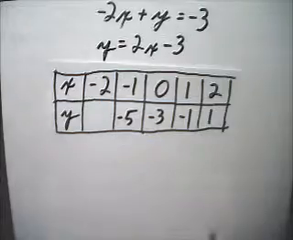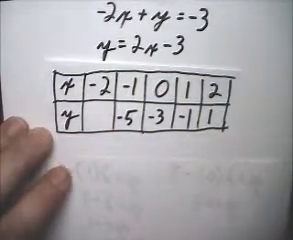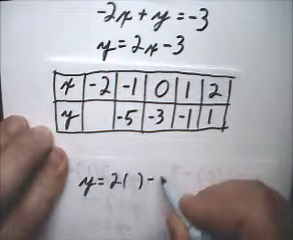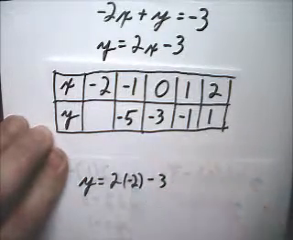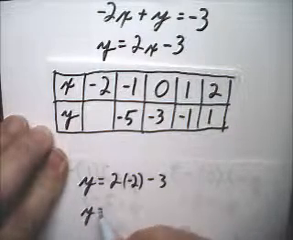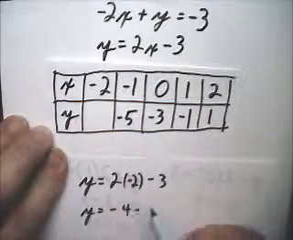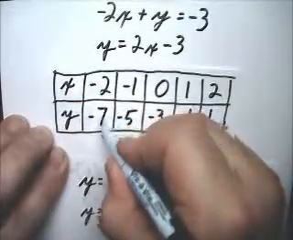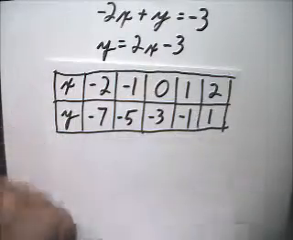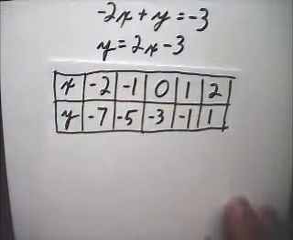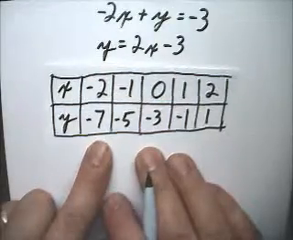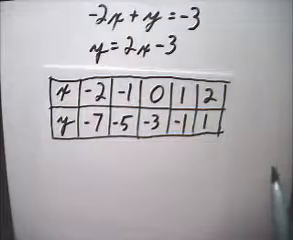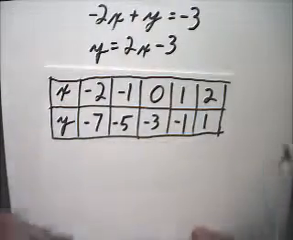And lastly, I'm going to put in -2 for x. So getting this ready with my empty parentheses, and I'm going to put in my -2. Now I end up with y equals -4 minus 3, and y equals -7. So I've figured out my table of values, and now I'm ready to graph.